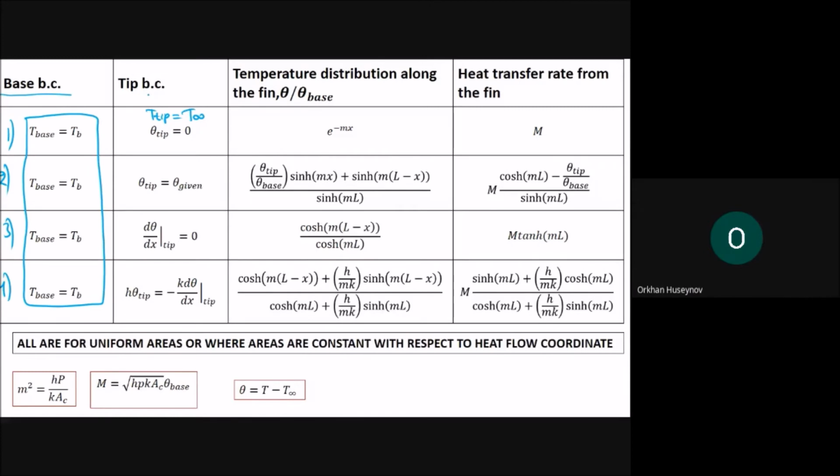If you have that case, the temperature distribution is given like this one, and the heat transfer rate from the fin is M, and the M is this one, square root of HPKA_c times theta base, with this function here. This is the first case. And if I ask you this question, who knows the answer: when do we have the tip temperature same as the T infinity?